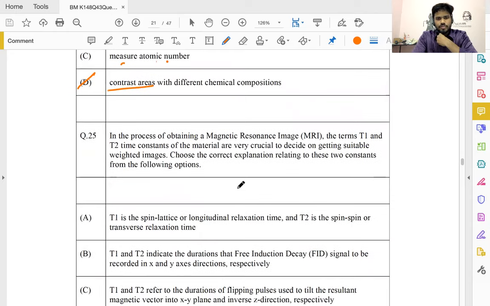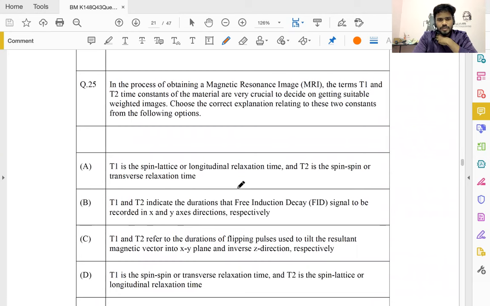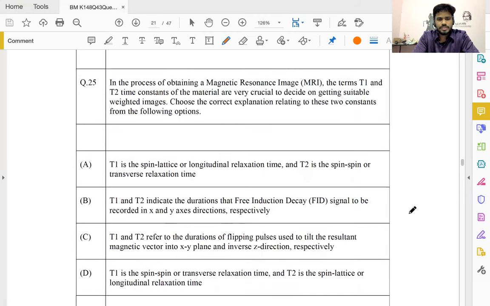In the process of obtaining a magnetic resonance imaging, the terms T1 and T2 time constants of the material are crucial to decide on getting suitable weighted images. Choose the correct explanation relating to these two constants from the following options. T1 is spin lattice, longitudinal relaxation. T2 is spin transverse relaxation.